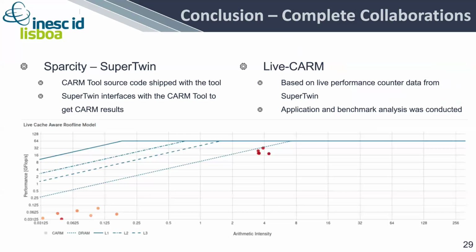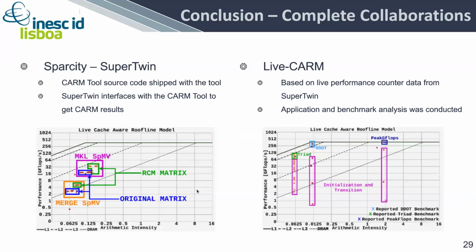So now moving to completed collaborations, such as the live CARM dashboard developed in the SuperTwin tool. This feature was developed by including the CARM tool source code directly in the SuperTwin tool, which then automatically interfaces with the CARM tool to run the necessary benchmarks. And then these are combined with the live performance counter data from SuperTwin, which allows for the analysis of applications during their execution. So the live CARM can then be used, for example, to compare different SPMV algorithms, as you can see on the image on the left.